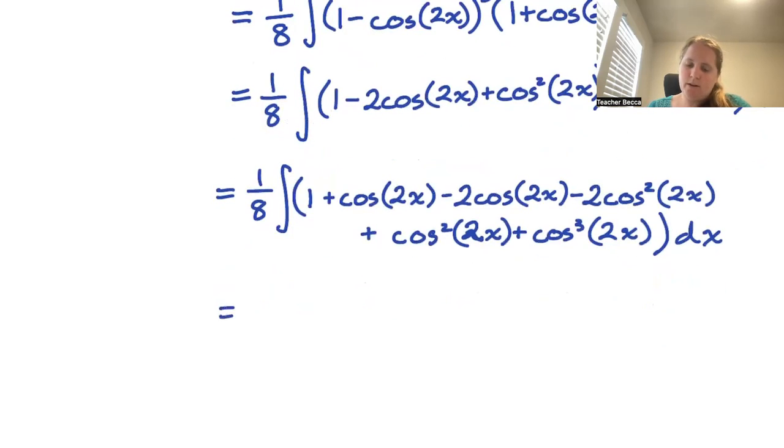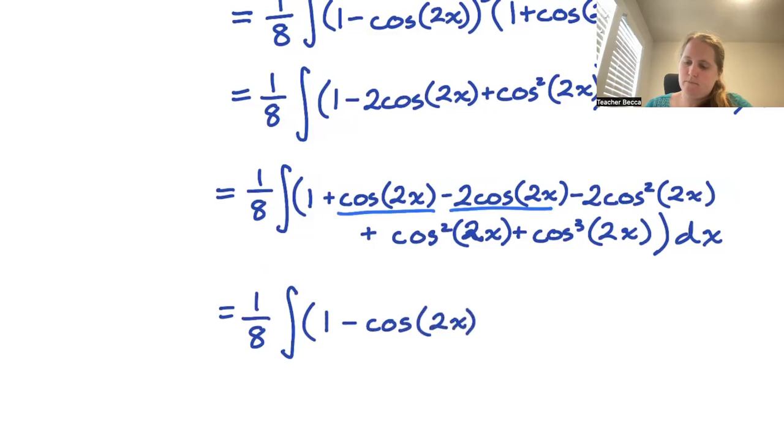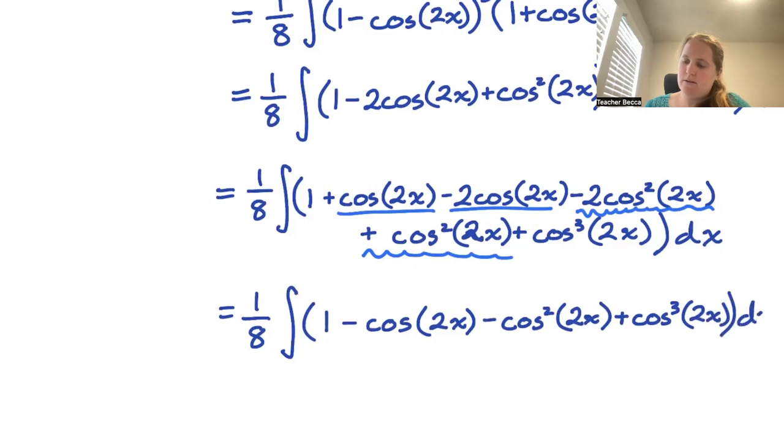So this becomes 1/8 times the integral of. We would have 1 plus, we have a cosine 2x minus 2 cosine 2x, which will become a minus cosine 2x. Then we have a minus 2 cosine squared of 2x and a plus cosine squared of 2x, which becomes a minus cosine squared of 2x. And we end with our plus cosine cubed of 2x dx.